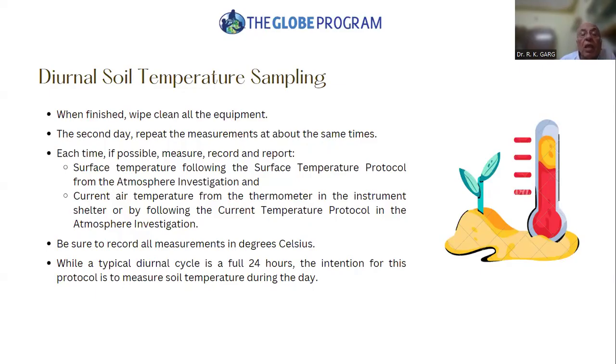atmospheric protocol. And be sure to record all the measurements only in Celsius, not in Fahrenheit or any other method. While a typical diurnal cycle is, of course, 24 hours, the soil temperature measurements are generally done during the day, because the school students are always available from 8 o'clock in the morning to 4 o'clock in the evening. And that's why, instead of doing it for 24 hours, we do it for an 8 hour period. That means 8 o'clock in the morning to 4 o'clock in the evening. Next, please.